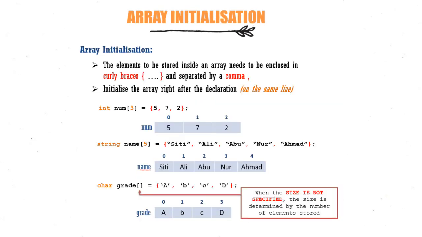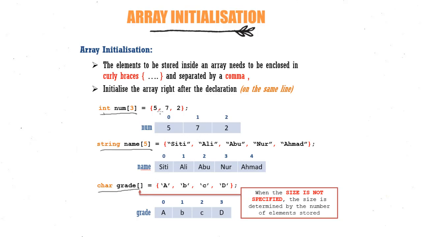So once you have declared your array, whenever we have an array, we need to declare it first. That's a declaration. Once you have declared your array, then we can store the value inside there. Whenever we store the value initially, it is called initialization. The elements stored inside an array need to be enclosed in curly braces and separated by a comma. Initialize the array right after the declaration.